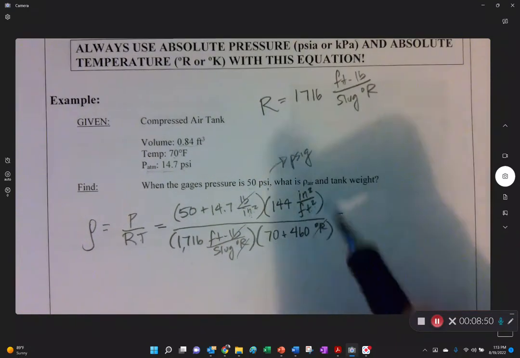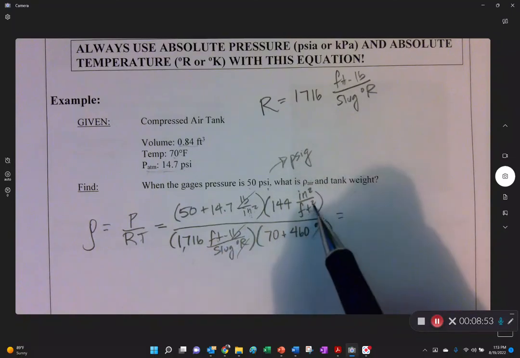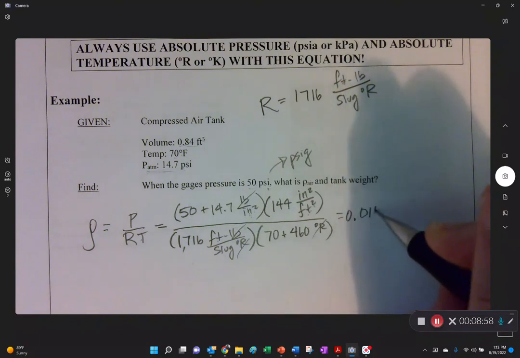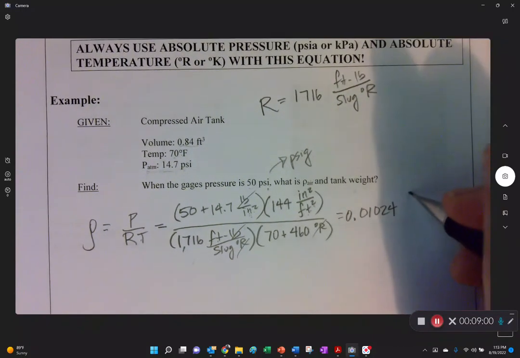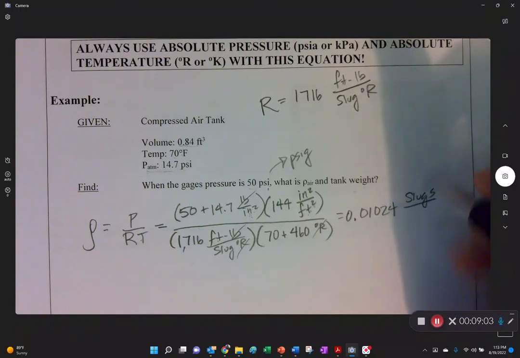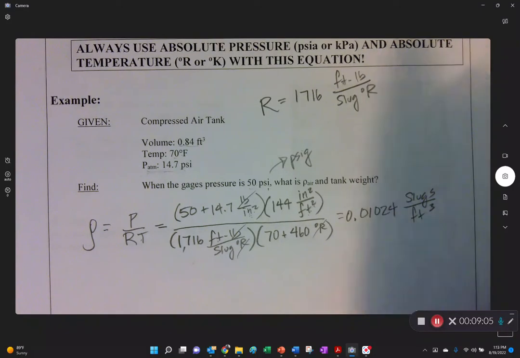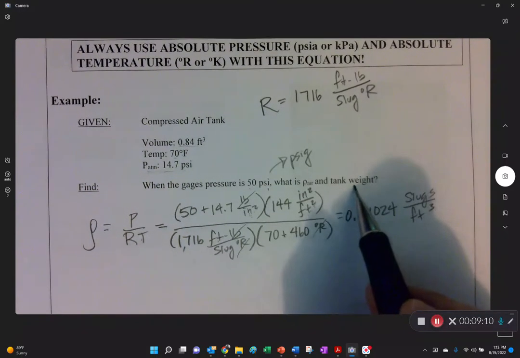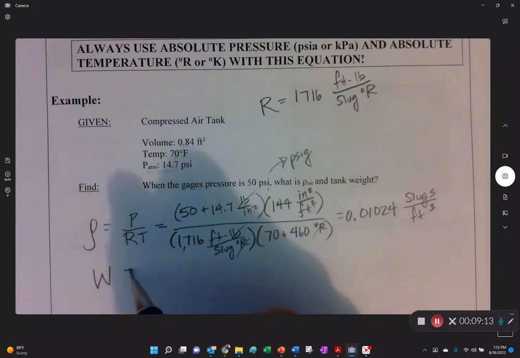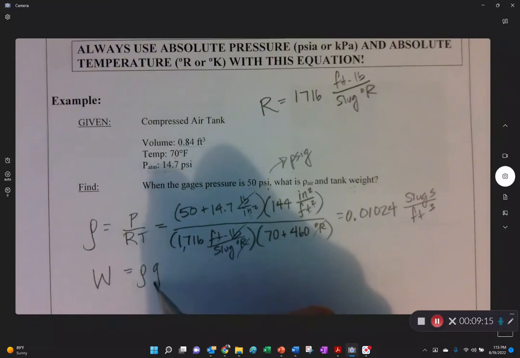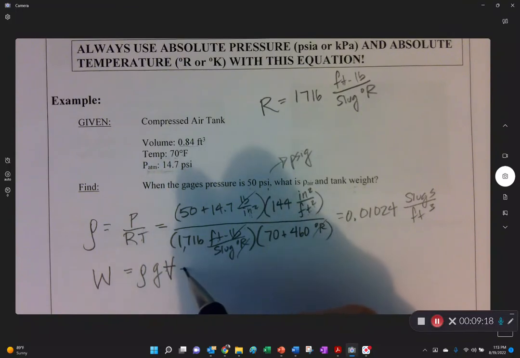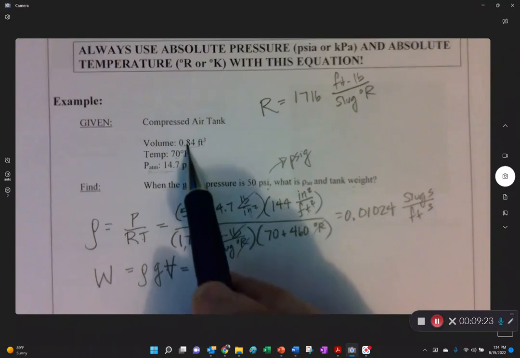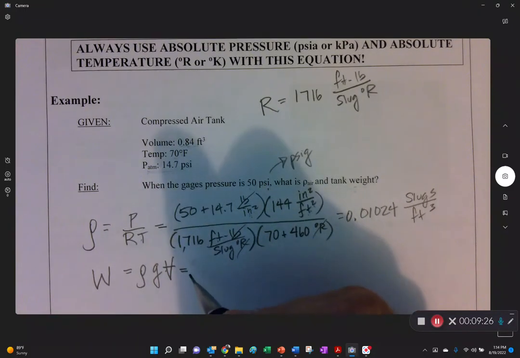Pounds cancel out, and we're going to have foot here and then a foot squared, so we're going to get a slug per foot squared, so we get 0.01024 slugs per cubic foot, right? And then if we want to try to get the weight of the tank, it is going to be that density times gravity multiplied by the volume, right? And they told us the volume. Didn't they tell us the volume? Yeah, they did. 0.84 cubic feet.